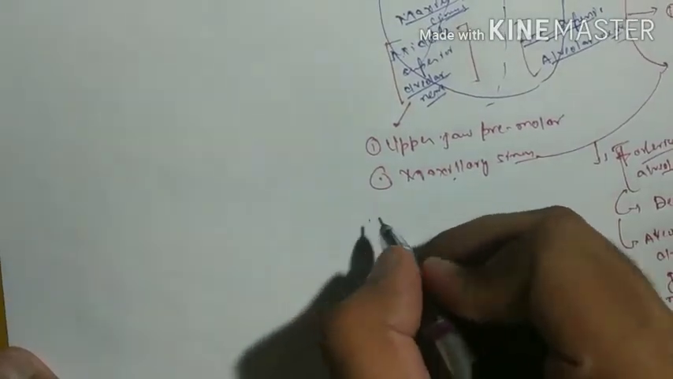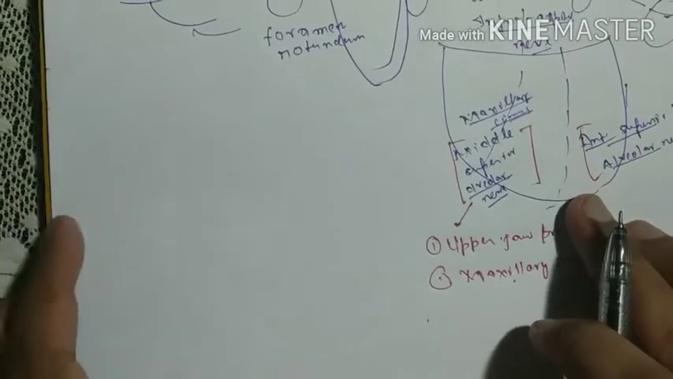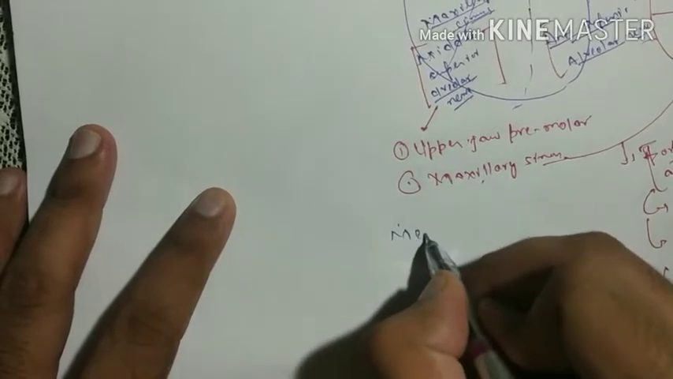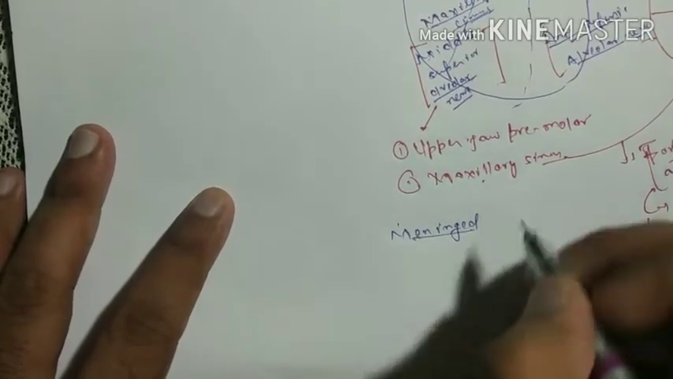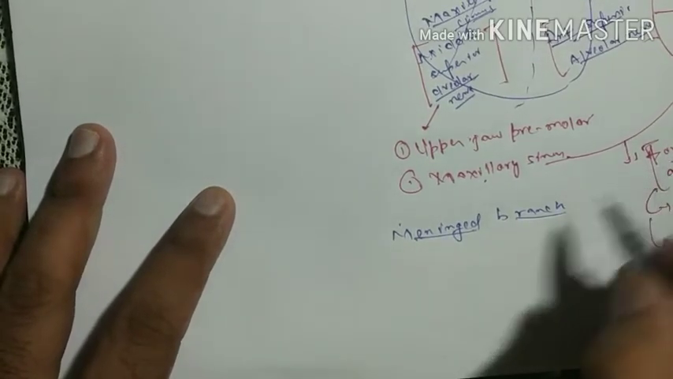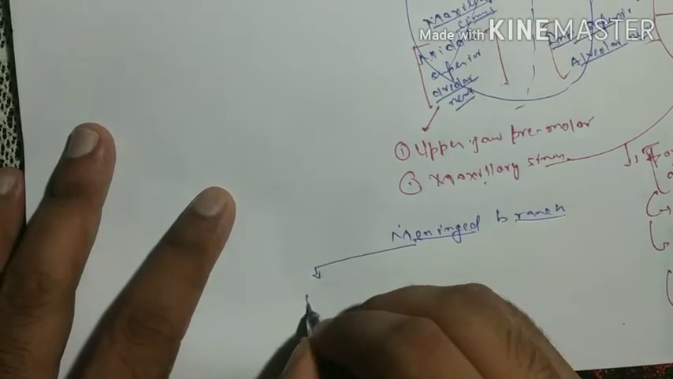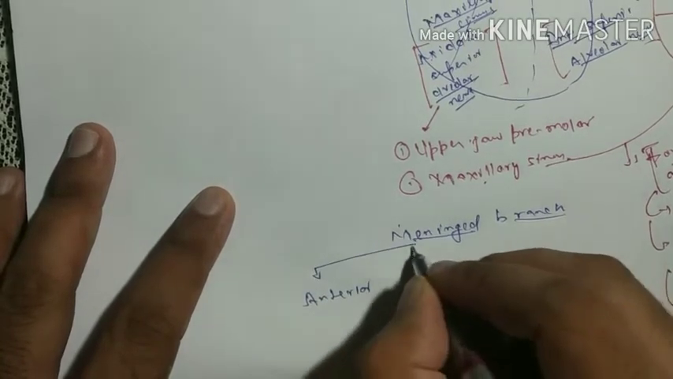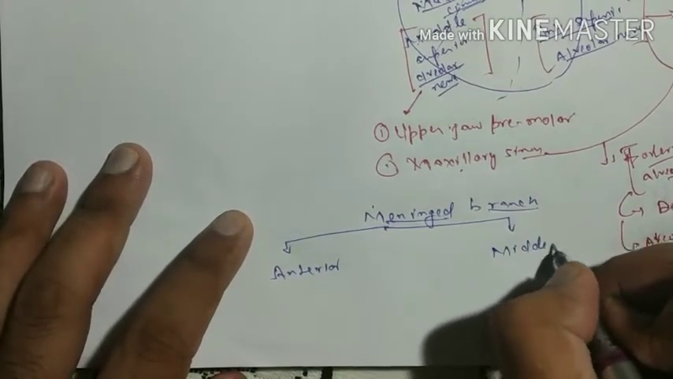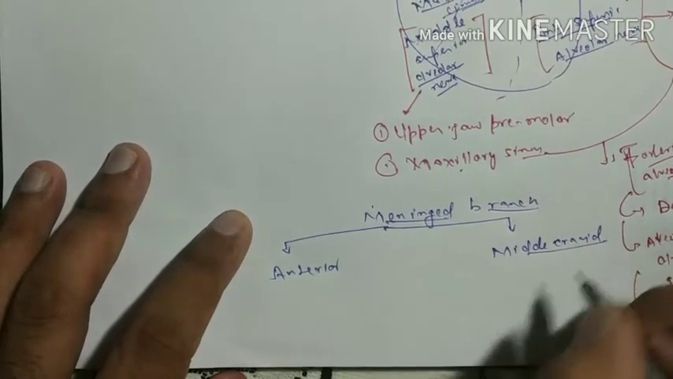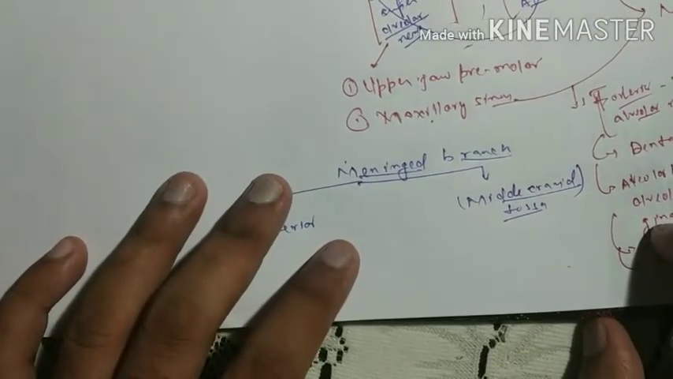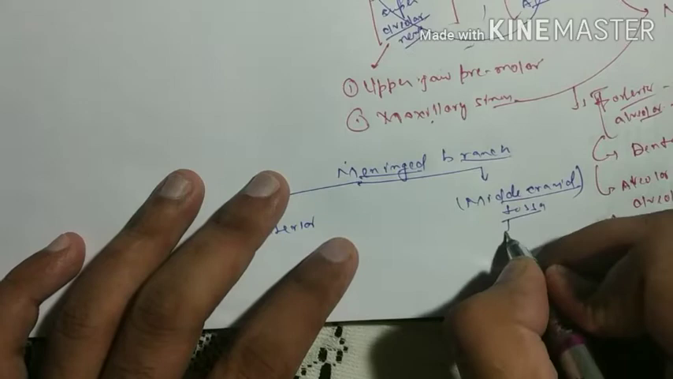There is one more branch given by the maxillary nerve, that is the meningeal branch. The meningeal branch of the maxillary nerve basically gives supply to the anterior and one more branch to the middle cranial fossa. In the middle cranial fossa, it gives branches to the dura mater.